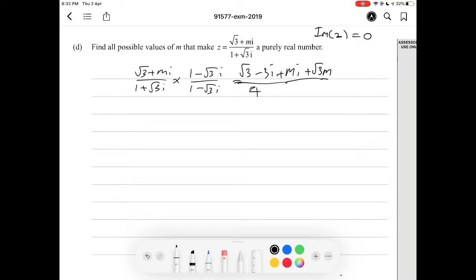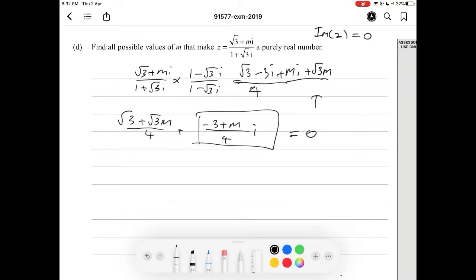So first thing we want to do is split this fraction into its real parts and imaginary parts. So the real part would be root 3 plus root 3m over 4, and the imaginary part would be negative 3 plus m over 4 times i. We know the imaginary part of z has to be 0 in order for it to be a purely real number.